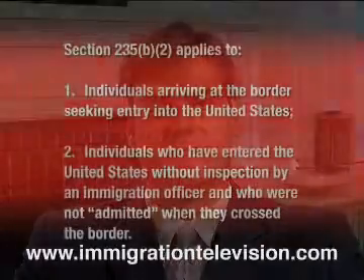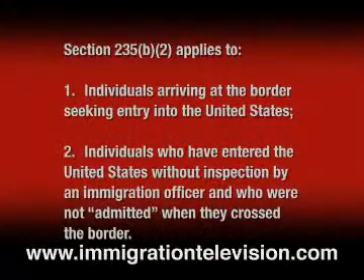Let us first begin by reviewing the first one. This is the detention of an arriving alien. The statute provides that individuals who are seeking admission into the United States shall be detained if they are not clearly and beyond doubt entitled to be admitted. Section 235(b)(2). This applies to, number 1, individuals arriving at the border seeking entry into the United States. Number 2. Individuals who have entered the United States without inspection by an immigration officer and who are not admitted when they cross the border.